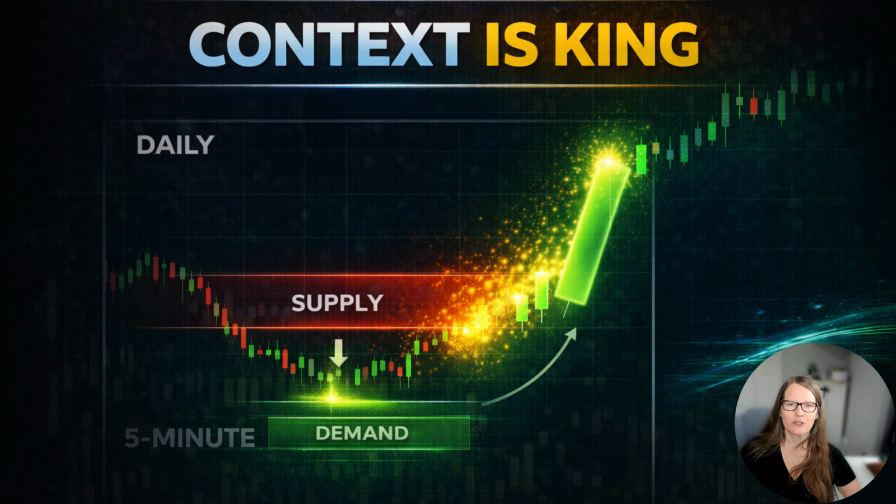You cannot trade a 5 minute supply zone in the face of a massive daily uptrend and expect it to hold as resistance. Now, context is king when assessing the strength of a zone. You see, I want to know that on the higher time frame charts like the daily or weekly, we're aligned with the dominant trend.